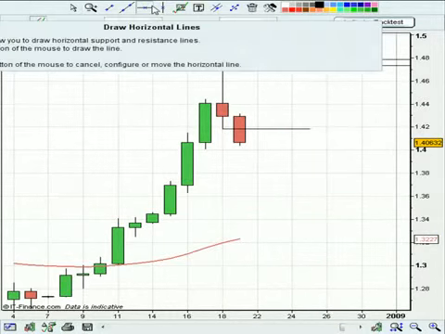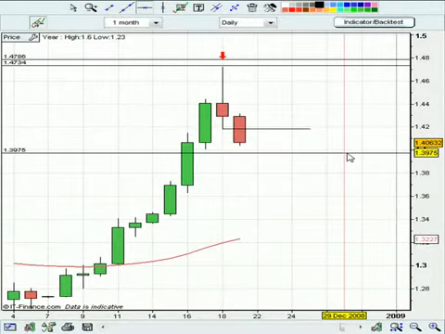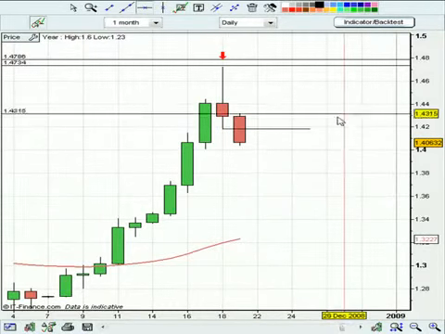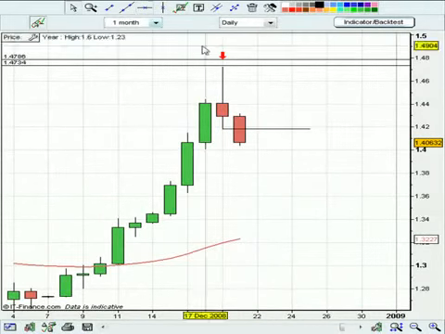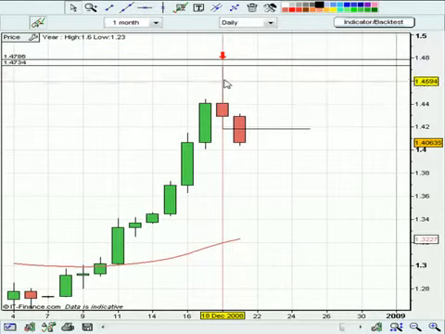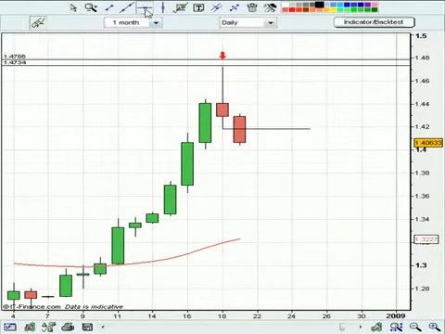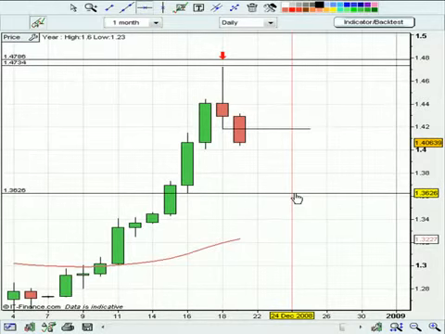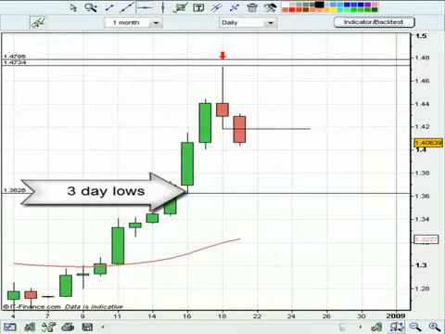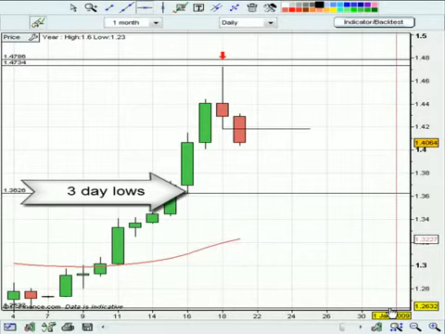Most of the time a market will try and retrace towards the 3-day low. Now if we count back to the 3-day low from this bar, 1, 2, 3, we've got all the way down here, 136.26. I actually think this market will come back that far before bouncing.